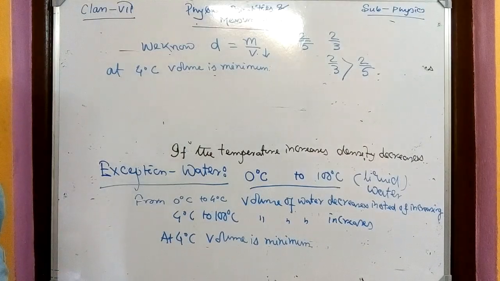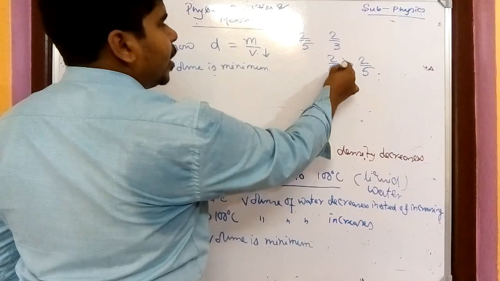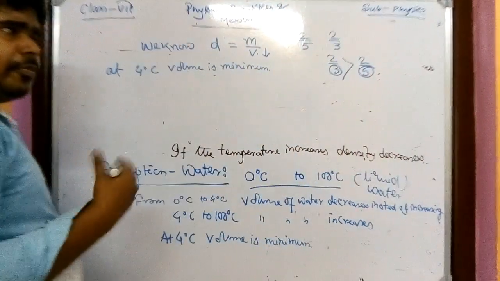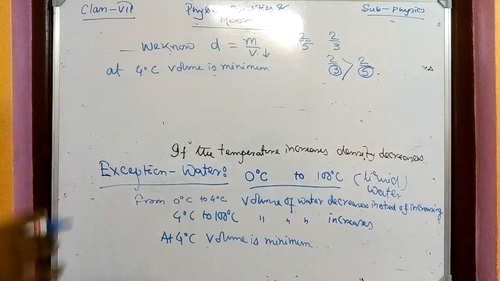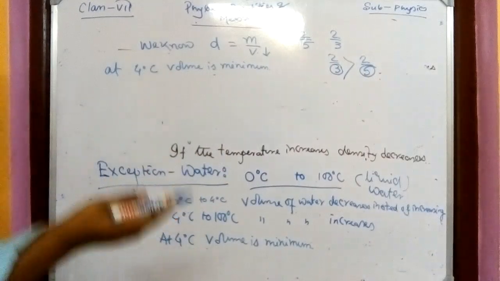Then I am asking, why? Why will it be larger? You will say, sir, here the denominator is less and here the denominator is more. So if the denominator is more, the quantity will decrease. If the denominator is less, the quantity will increase.